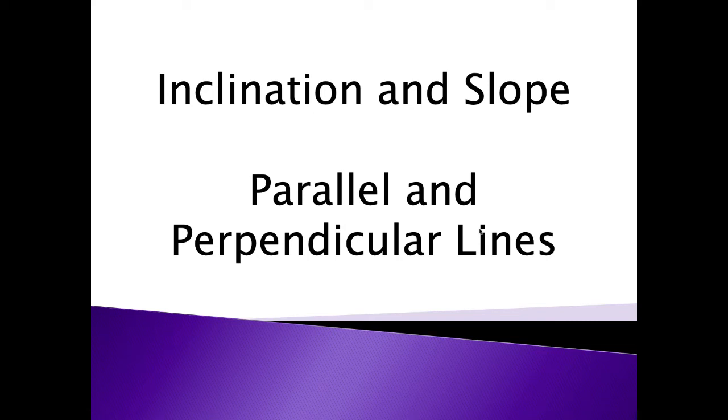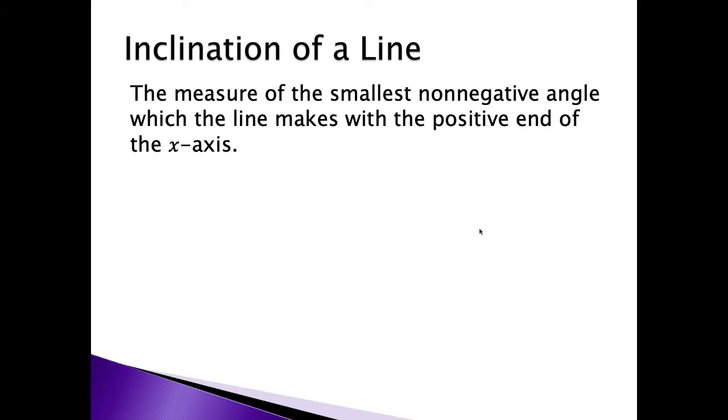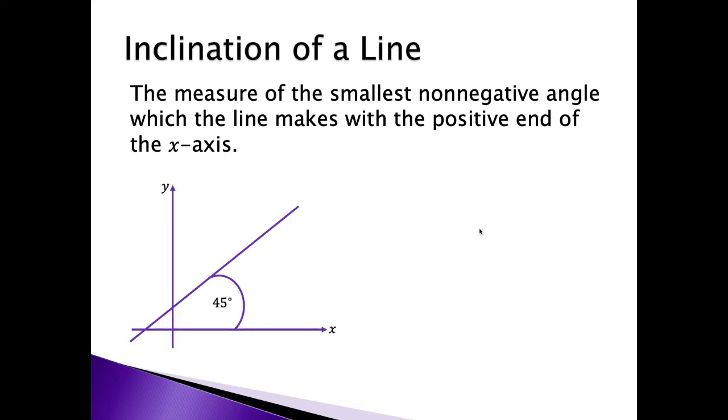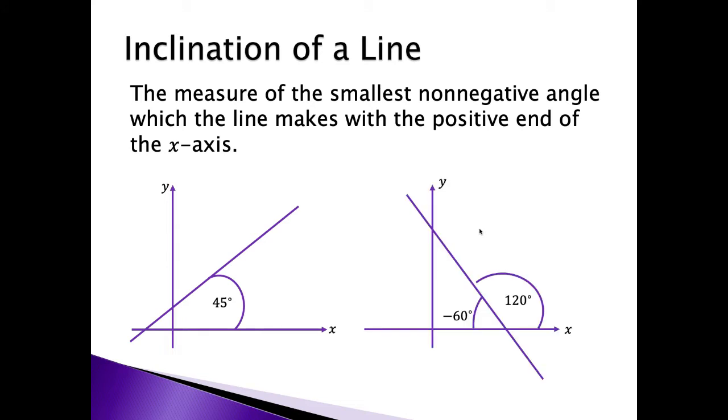Hello. In this video, we're going to talk about inclination and slope, parallel and perpendicular slopes and lines. The inclination of a line is the measure of the smallest non-negative angle which the line makes with the positive end of the x-axis. For example, the first line makes a 45-degree angle. The second line looks like it's making a negative 60-degree angle, but actually what we're looking at is the 120-degree angle. It's the positive non-negative angle, not the negative angle.